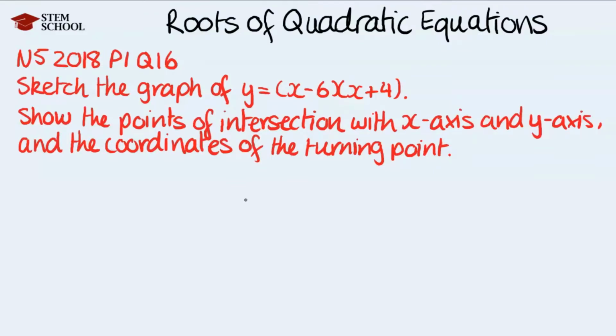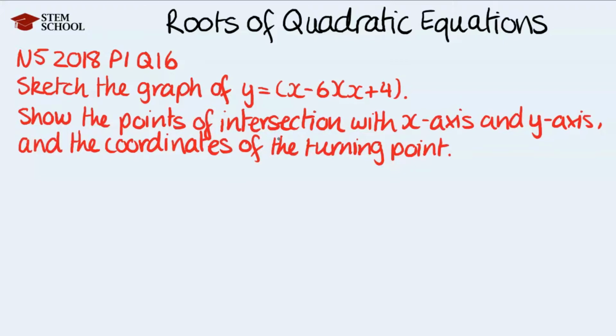And finally we have a go at this question here. And this is actually a really good question to do because it kind of encompasses the majority of what you need to know for this topic, right? So this question is saying that we have to sketch the graph of y is equal to bracket x minus 6 bracket x plus 4. And we have to show the points of intersection with the x-axis and the y-axis and the coordinates of the turning point, alright? So there's quite a lot to do there.